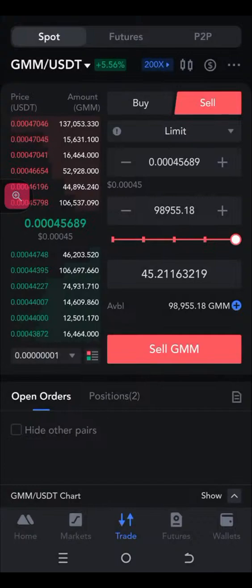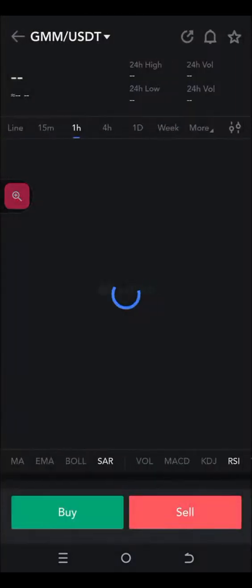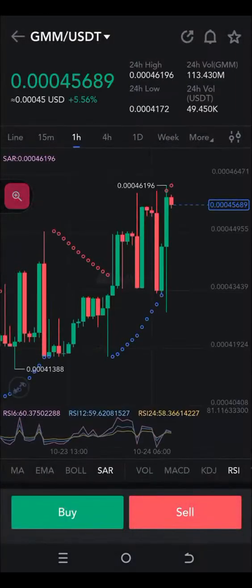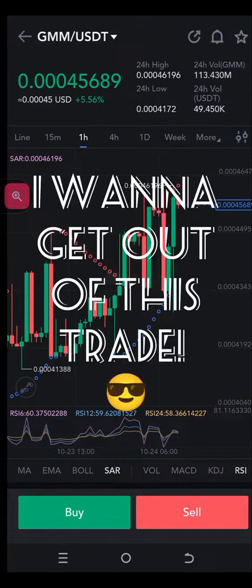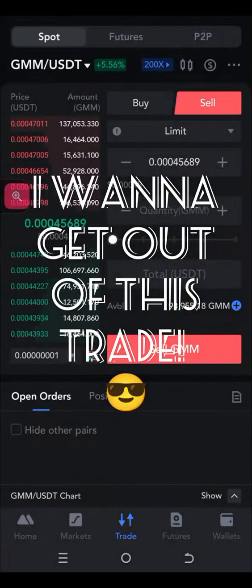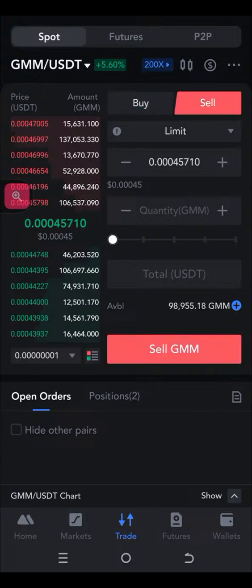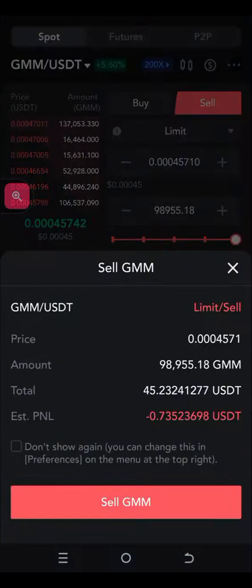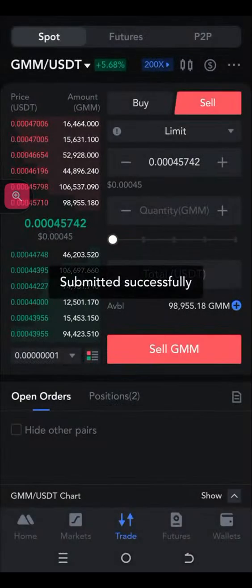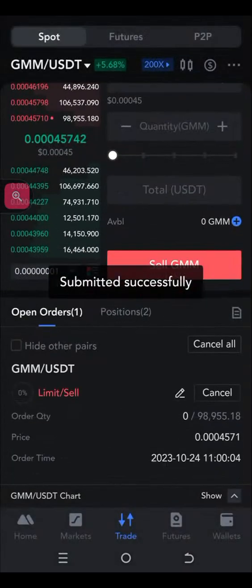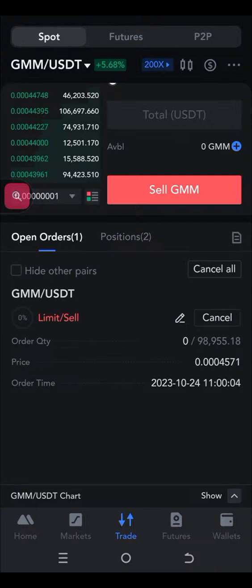Let's hope it will go back up. But at this point, I just want to get out of this trade. Let me do this again. Let's see whether we can get out. 23 cents. Looks like it's going up. Let me see what I can sell. Let me try that. Submitted. Okay, that means that currently I'm in the queue. Let me cancel that for now.